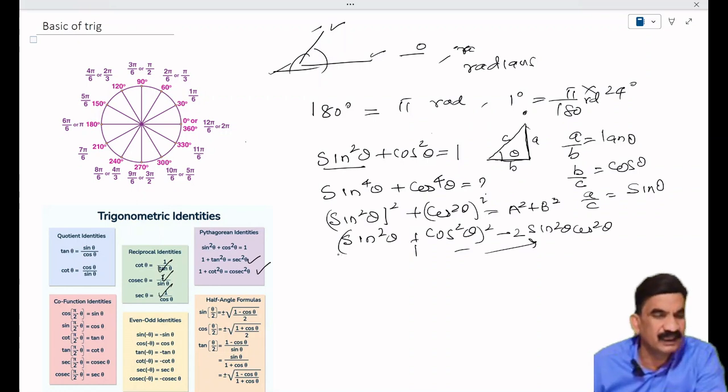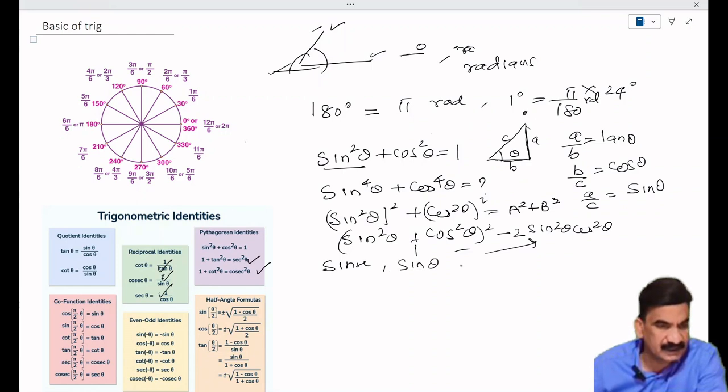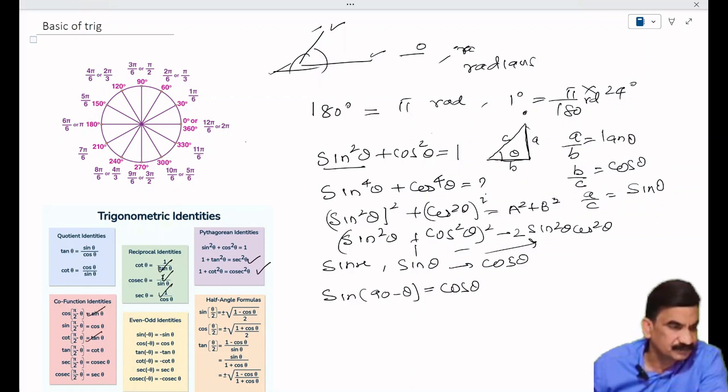The second thing I want to cover is the complementary angles or complementary ratios. What are complementary ratios? I can transform sine of theta to cos theta, correct? And how do I do that? So remember, sine of 90 minus theta is equal to cos theta. Again, these are covered in your 10th, 11th standard. I'm just trying to give you a revision.